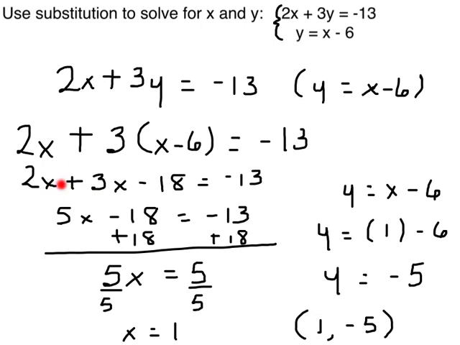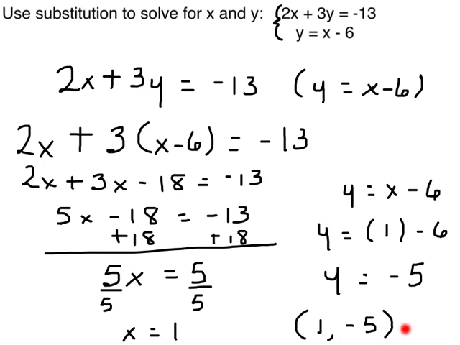And then we solve. We have to distribute this 3 over the x, and we get 3x. And 3 times negative 6 is negative 18. Now we can combine like terms. 2x and 3x is 5x. 5x minus 18 equals negative 13. And if we move the 18 over, then we have 5x equals 5, so x is equal to 1. Now that I know that x is equal to 1, I can come back here and say y is equal to 1 minus 6. Or y is equal to negative 5.